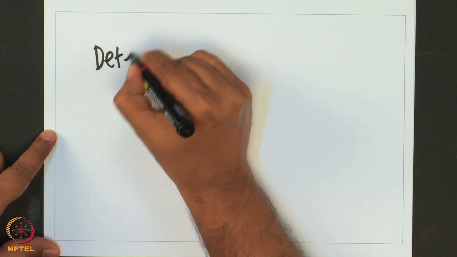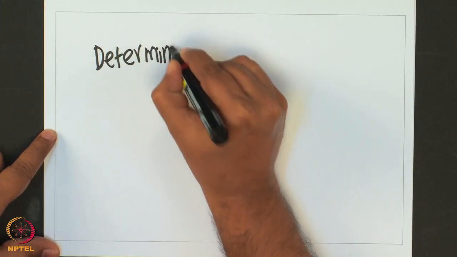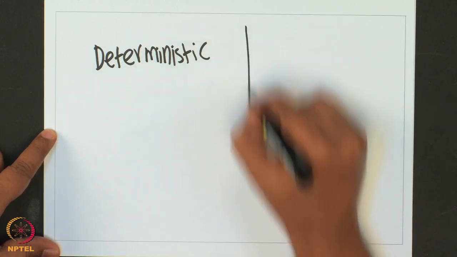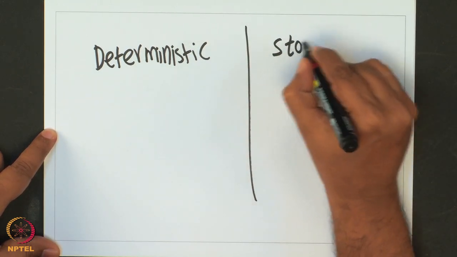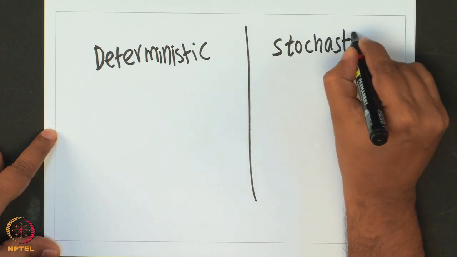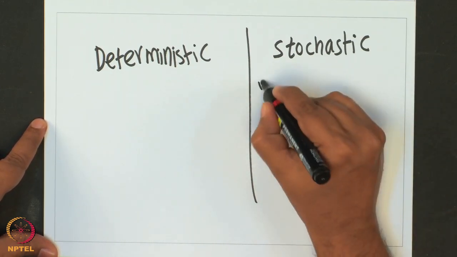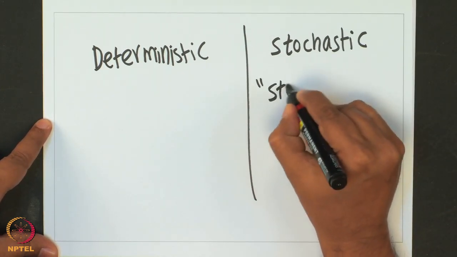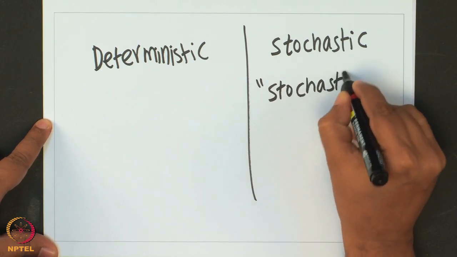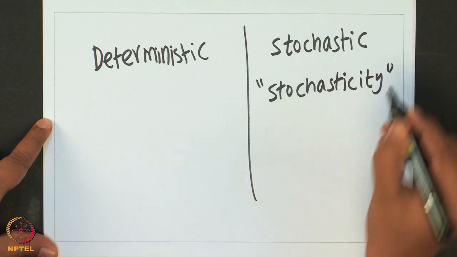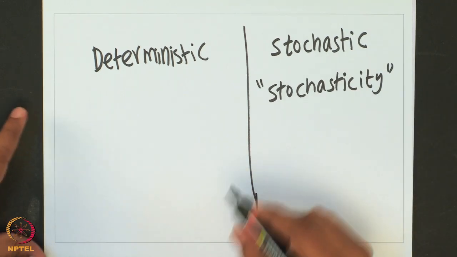There are two terms that you would want to know, and these are called deterministic and stochastic. You would often hear the word stochasticity. So, let us quickly understand what it means.